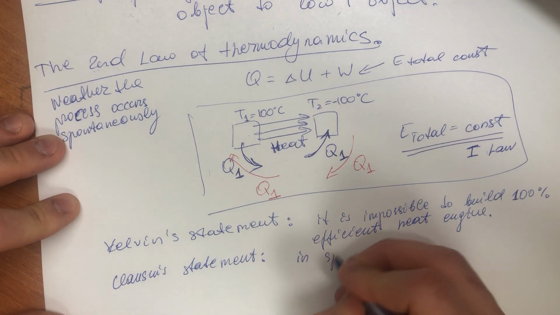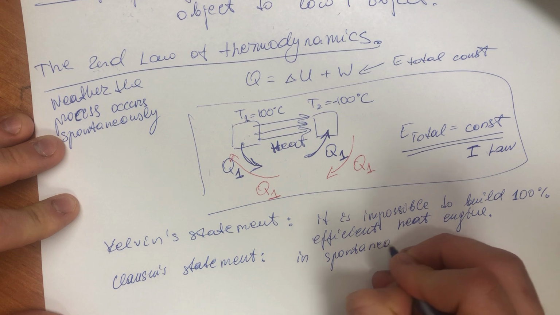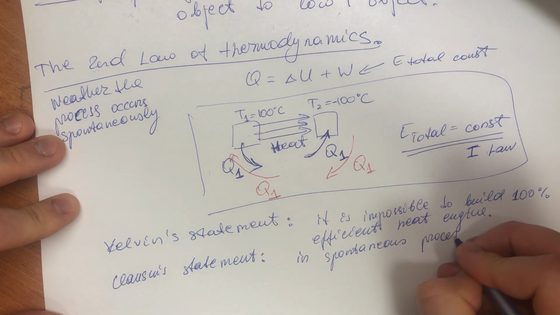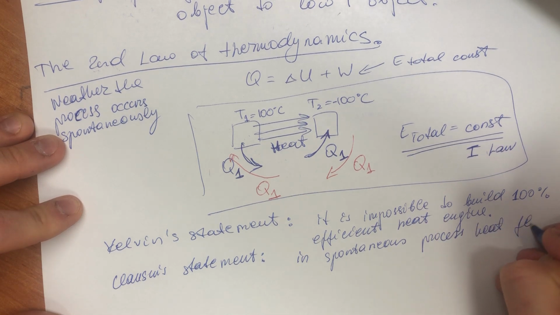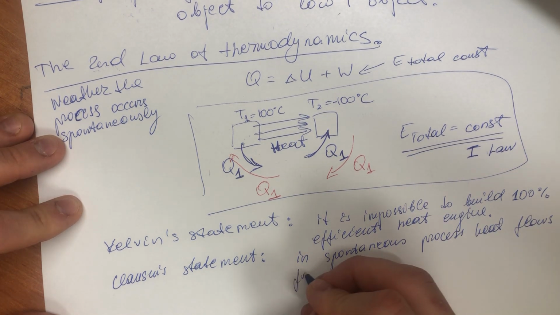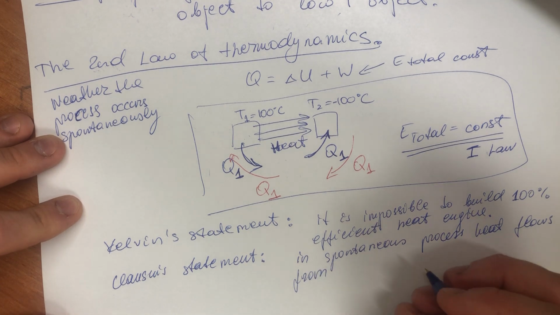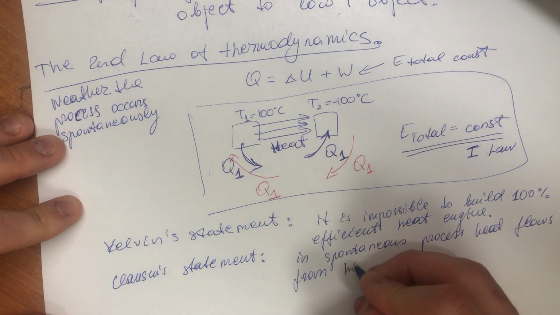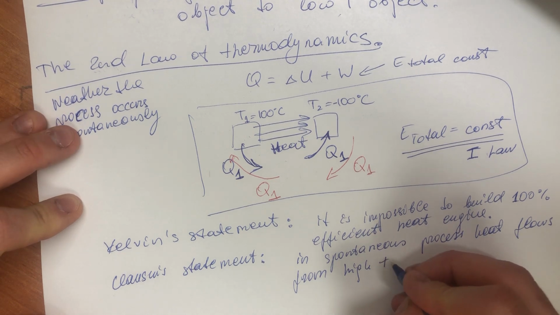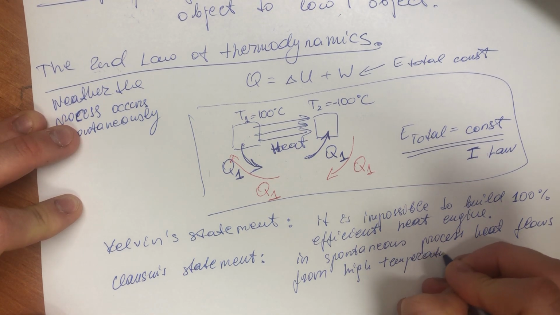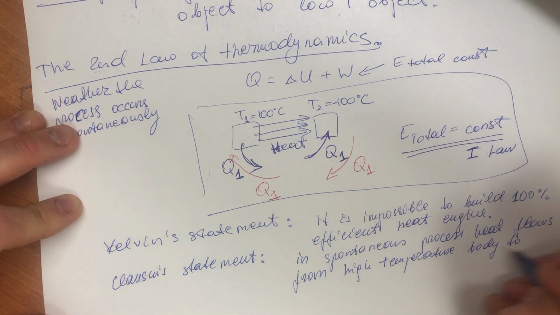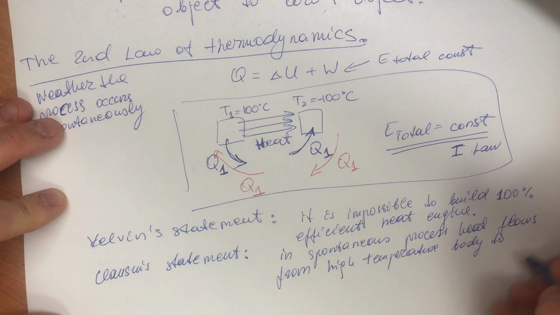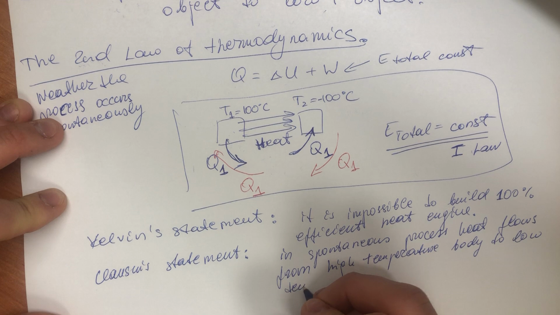In spontaneous process, heat flows from high temperature body to low temperature body. Also, heat cannot flow from a low temperature body to a high temperature body.